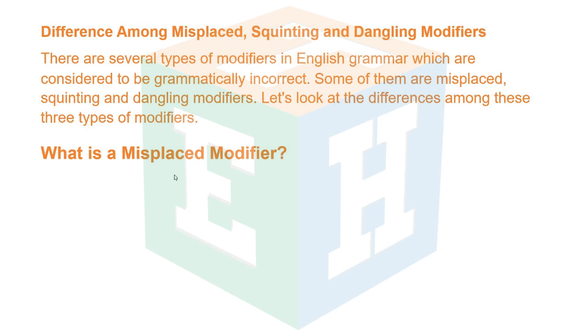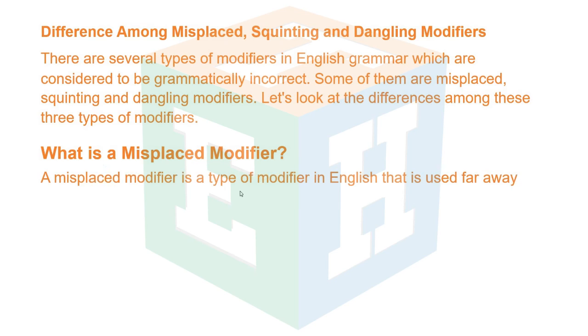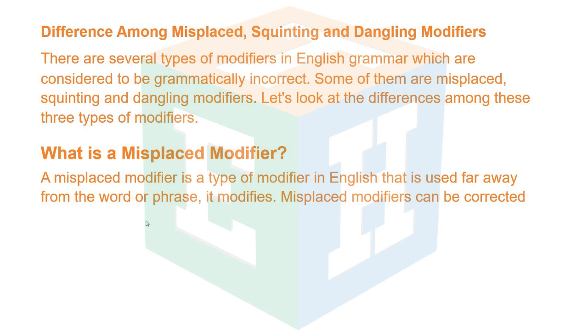What is a misplaced modifier? A misplaced modifier is a type of modifier in English that is used far away from the word or phrase it modifies. Misplaced modifiers can be corrected by changing their positions in a sentence.